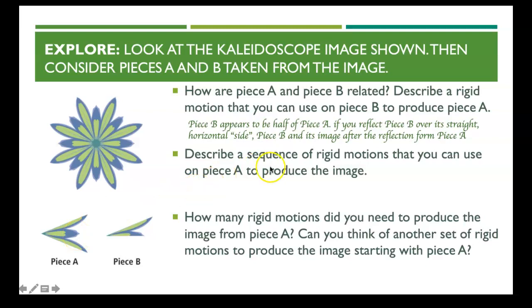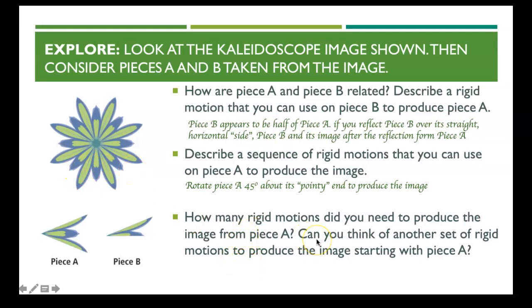Describe a sequence of rigid motions that you could use to produce this image from piece A. So I'm going to take piece A and put it back into here, and then I'm going to rotate it, and then rotate it again, and again, and again. I could also do a rotation and then a reflection to get it around. So I'm going to rotate that pointy end, looks like 45 degrees to me, all the way around. I could also do rotate, reflect if we wanted to.